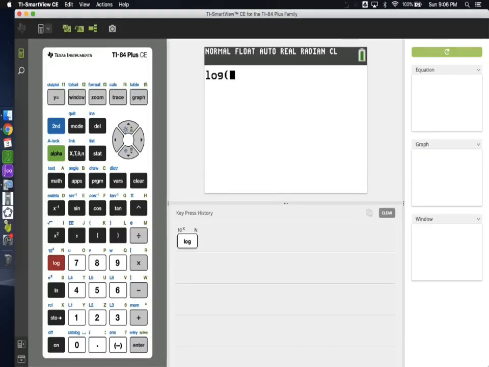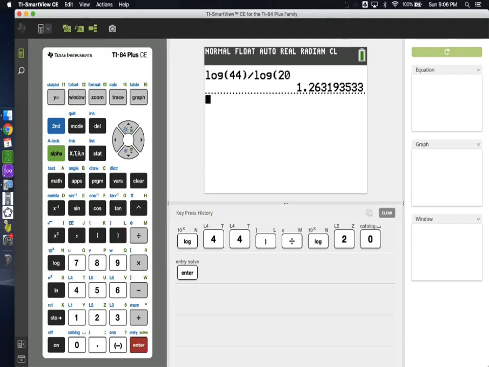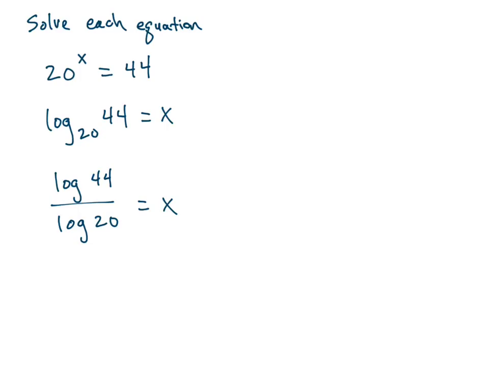So log of 44, make sure you close that parenthesis out, and then divide that by log of 20, and it should give me 1.26. So 1.26.32 is the value for x. Let's take a look at one more, little more complicated example.